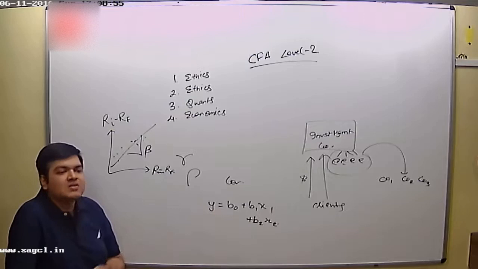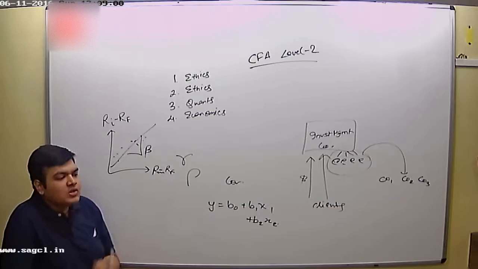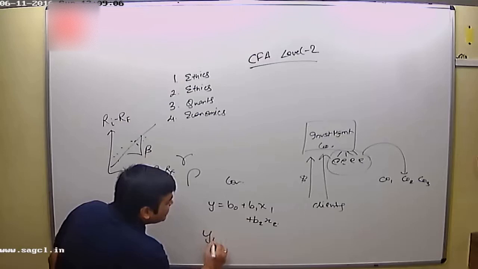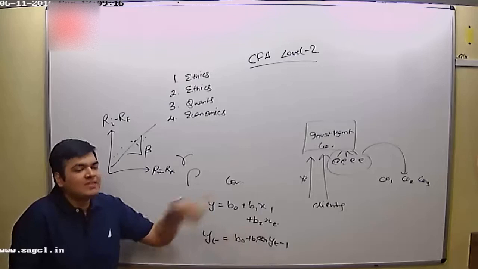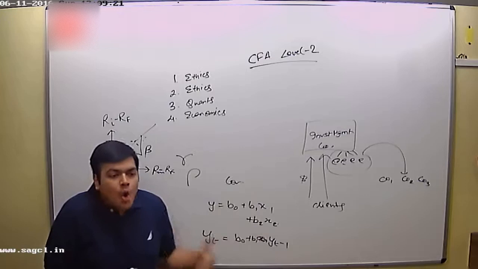The third chapter of your quants talks about time series analysis. Now say for example, instead of this equation I tell you, my today's value is equal to B0 plus something into yesterday's value. So basically, over time, how will the value change? You are auto-regressing the variable, self-regressing, regressing on itself.